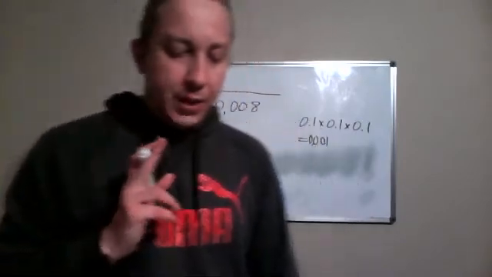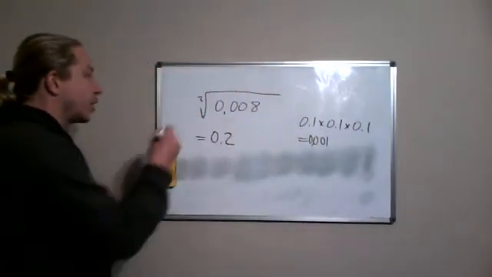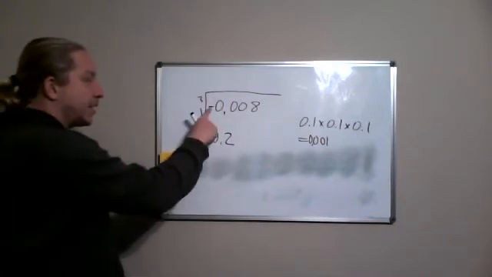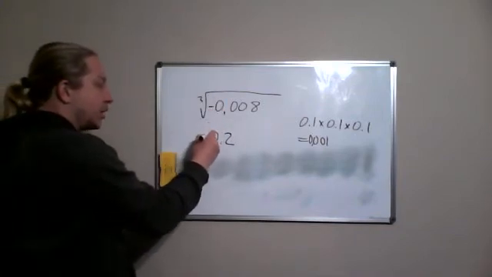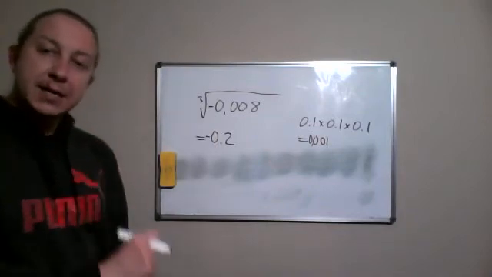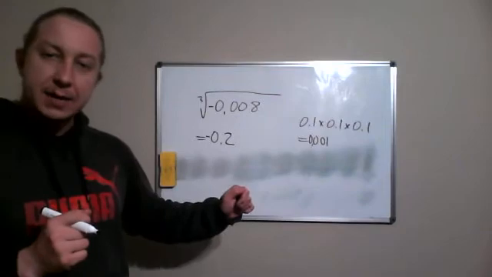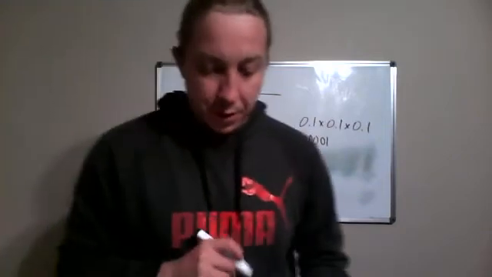And then remember with negatives as well, we could have a cube root of a negative. If there's a cube root of a negative, the answer will be negative, because negative times a negative would be a positive, times a negative again would be a negative.